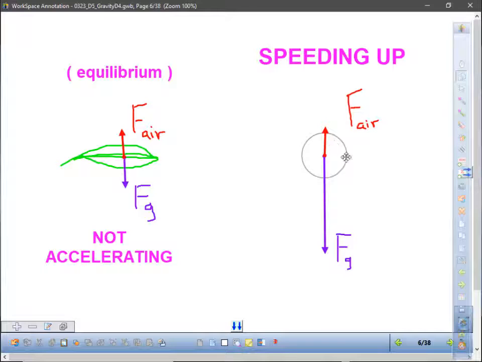The ball, on the other hand, looking at the ball, you can see that it's got an unbalanced force. The weight pulls more than the force of air up. So the ball keeps speeding up and speeding up. What do you think is going to happen as the ball speeds up? What's going to happen to the force of air pushing up on the ball as the ball goes faster and faster and faster?